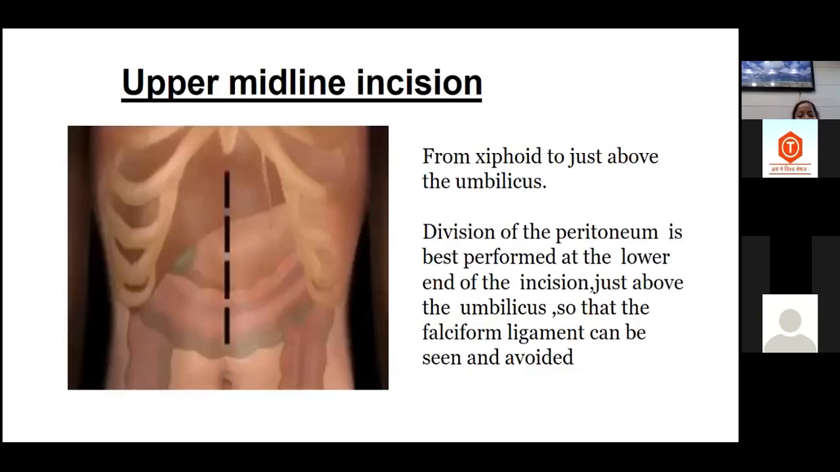Upper midline incision extends from the xiphoid process to just above the umbilicus. Division of the peritoneum is best performed at the lower end of the incision just above the umbilicus so that the falciform ligament can be seen and avoided.